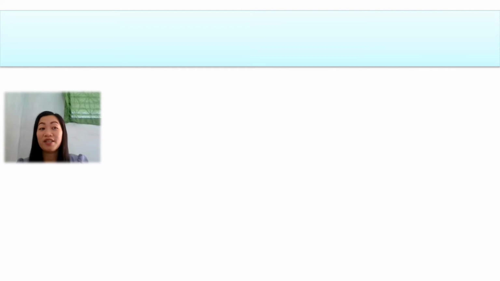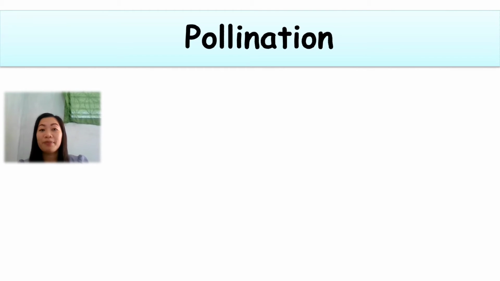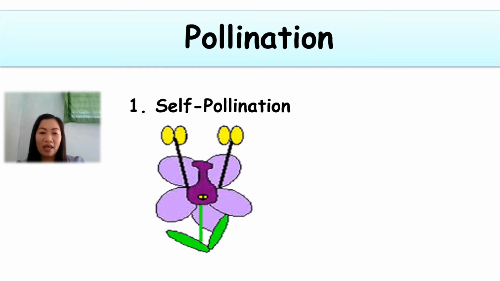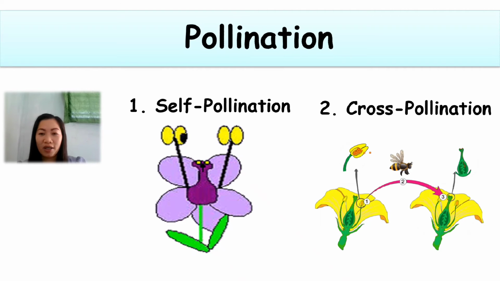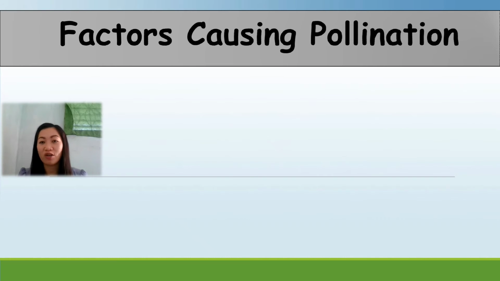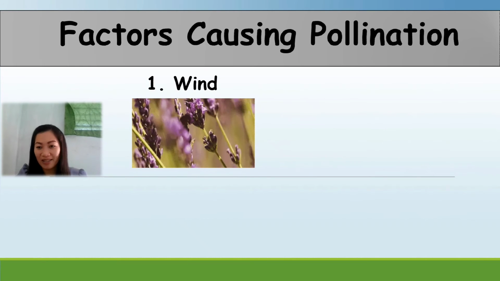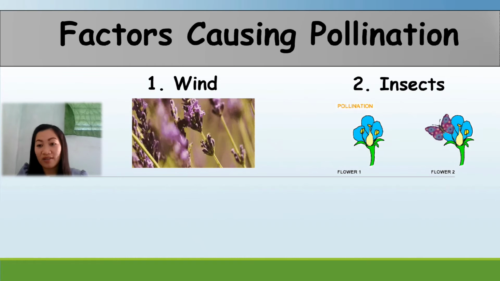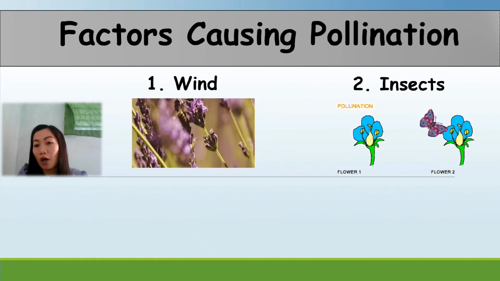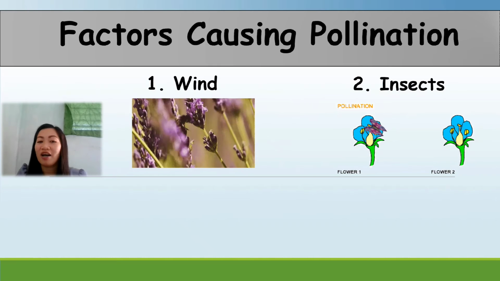Okay, last time, if you can still remember, we talked about pollination and fertilization of a plant. We have self-pollination, and we have cross-pollination from one plant to another plant. And if you can still remember also, we talked about some factors that cause pollination of a flower. We talked about the wind as one factor. We have also the insects, which transfer the pollen grain from one flower to another.